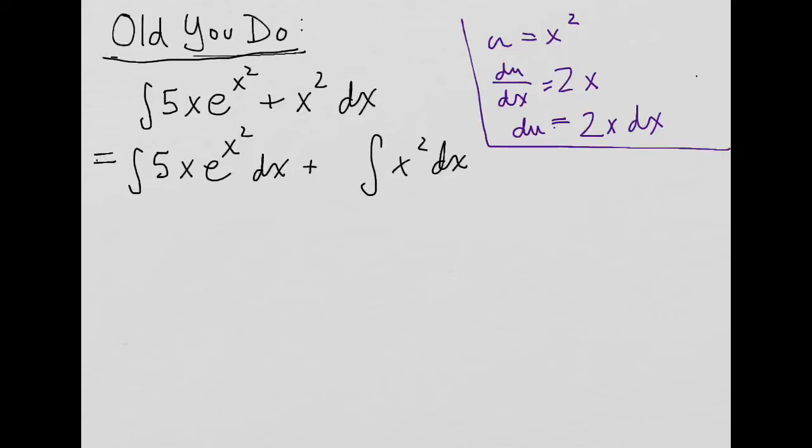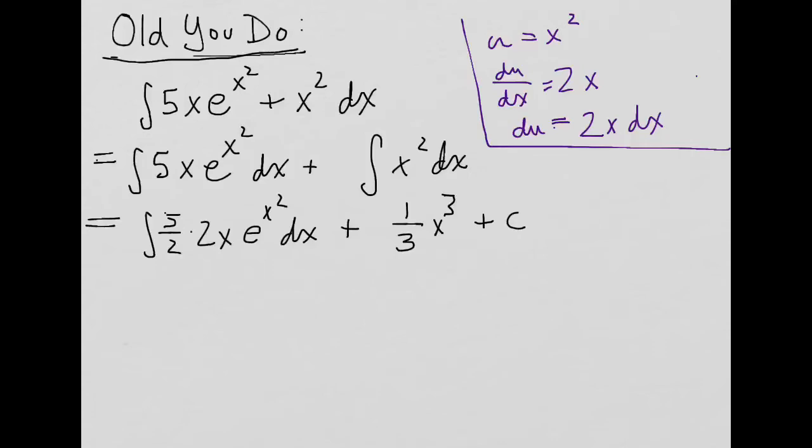So that when we rewrite it, we're going to rewrite this first one as the integral of, we want 2x dx, and so we have a 5x, so we're going to pull out a 2, so we're going to have 5 halves times 2x e to the x squared dx, plus, and then the antiderivative of x squared is just 1/3 x cubed. And then we're going to have a plus c at the end there.